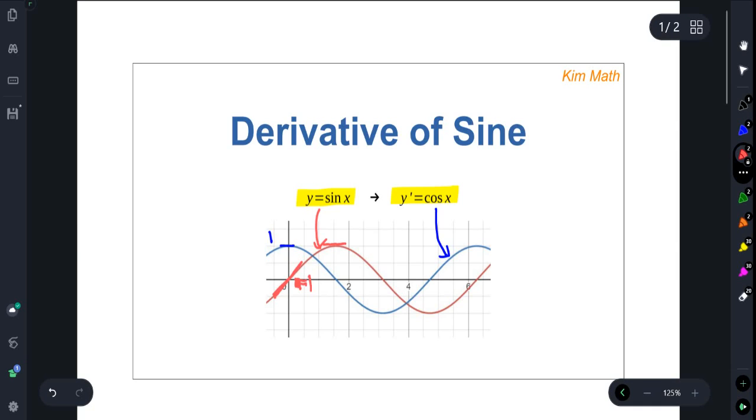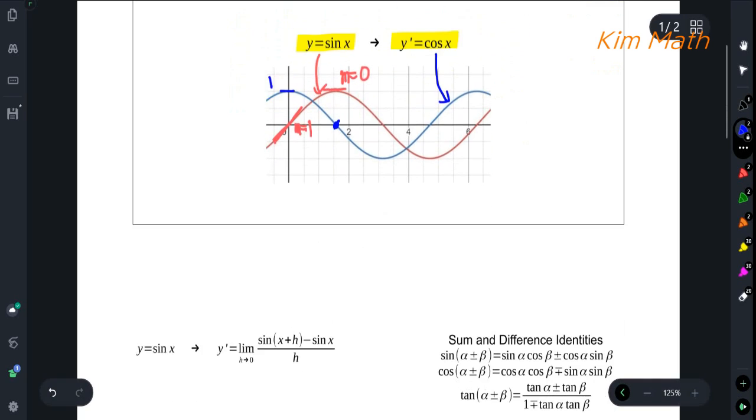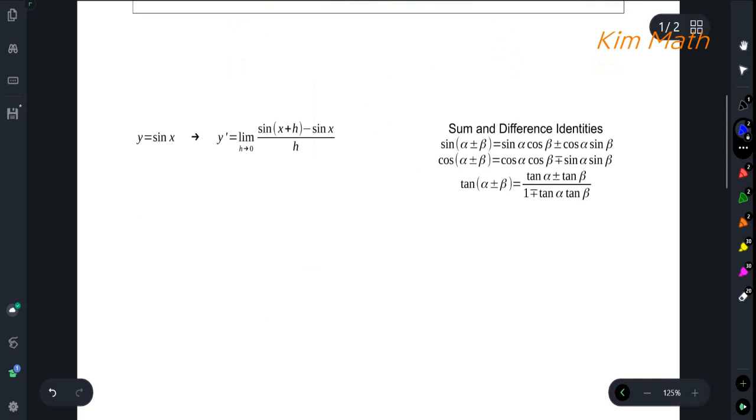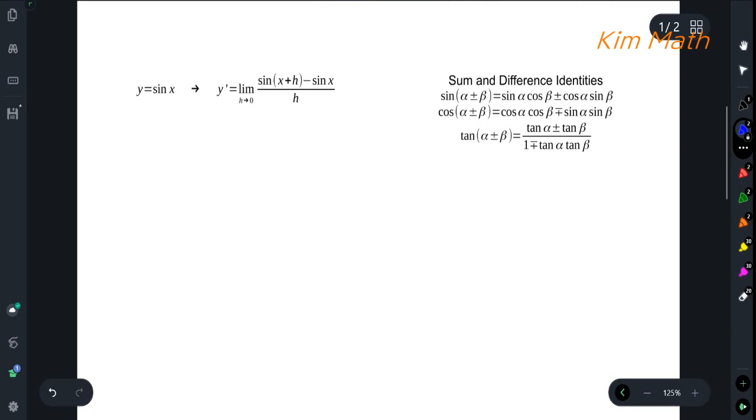And one more. At here, the slope is 0. And this slope 0 can be found by reading the y coordinate of this point. Okay? Good. So in this small lecture, we will discuss why we have this relation: the derivative of sine is cosine.